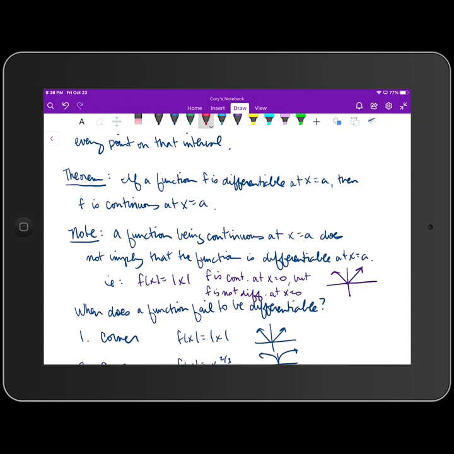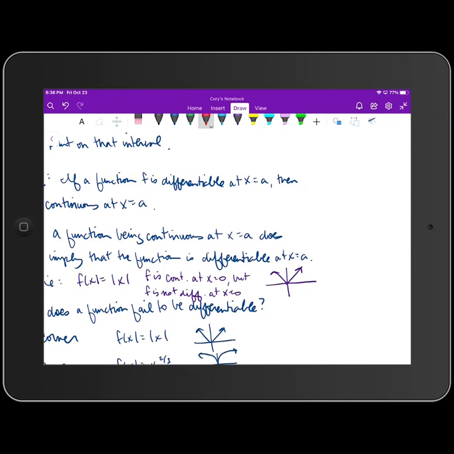But for a function to be differentiable at a point, I'm going to draw this curve here in red. For a function to be differentiable at some point, the slope on each side of that point has to be the same. So as we approach the point from the left-hand side in yellow, the slope has to be the same as when we approach that point from the right-hand side.